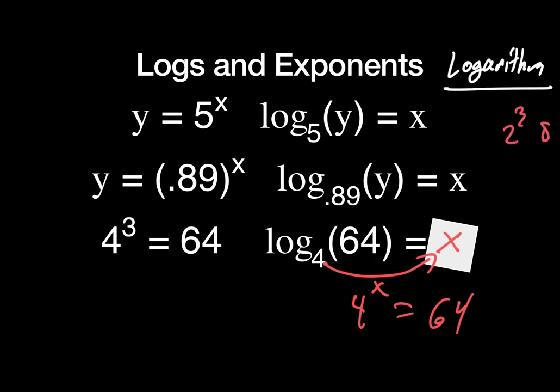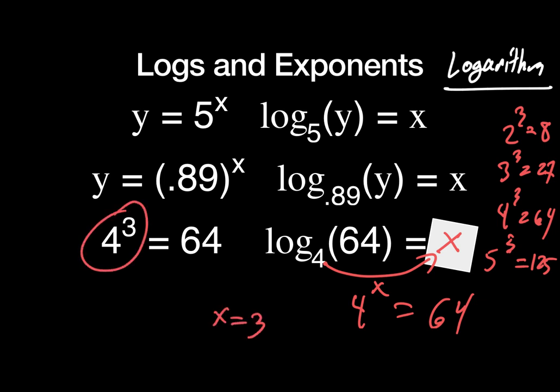2 cubed is 8. 3 cubed is 27. 4 cubed is 64. 5 cubed is 125. Those are your most common cubes. So then you go, oh yeah, x is 3, which is what we had over there. 4 cubed is 64.